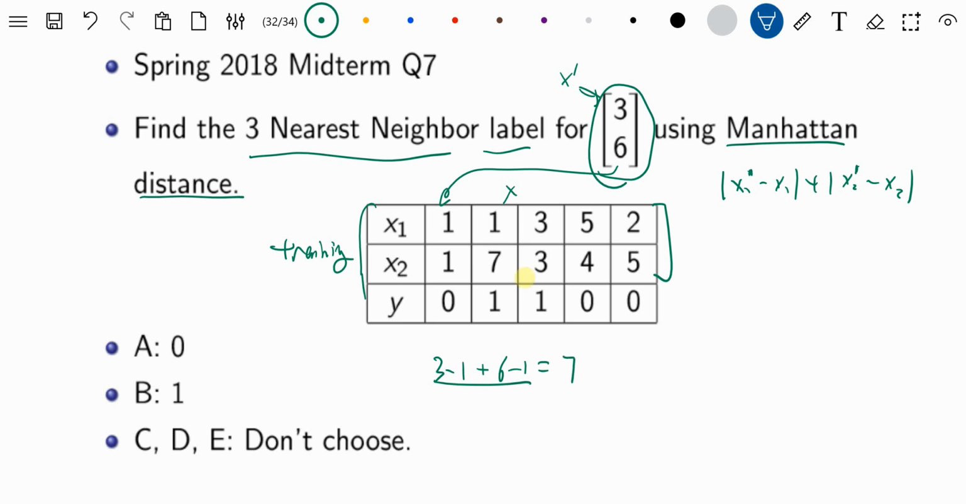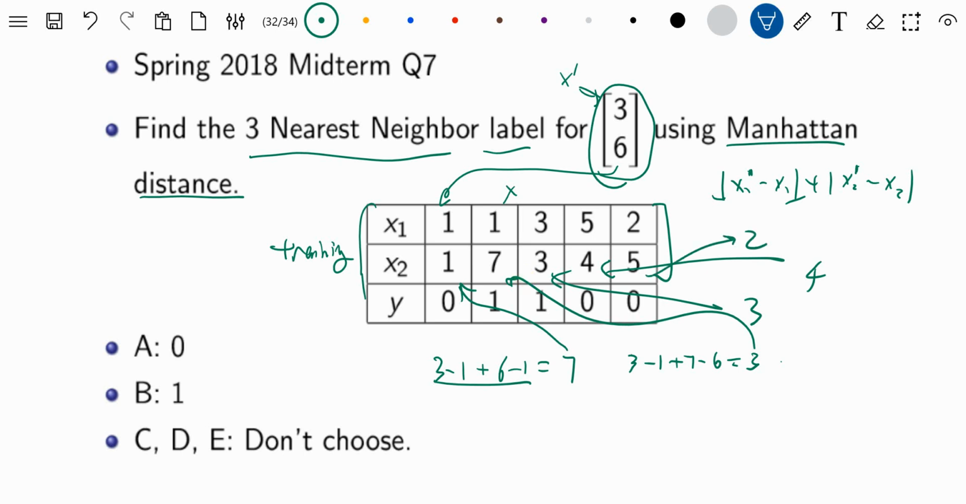And similarly here, it's |3 minus 1| plus |6 minus 7|, or 6. Since we have absolute value, I just use the larger one to subtract the smaller one. So 2 plus 1 is 3. And do the same thing for this. This is 7, this is 3, this is also 3, and this should be 2 plus 2, which is 4, and what's the last one? So 1 plus 1, this one's 2.